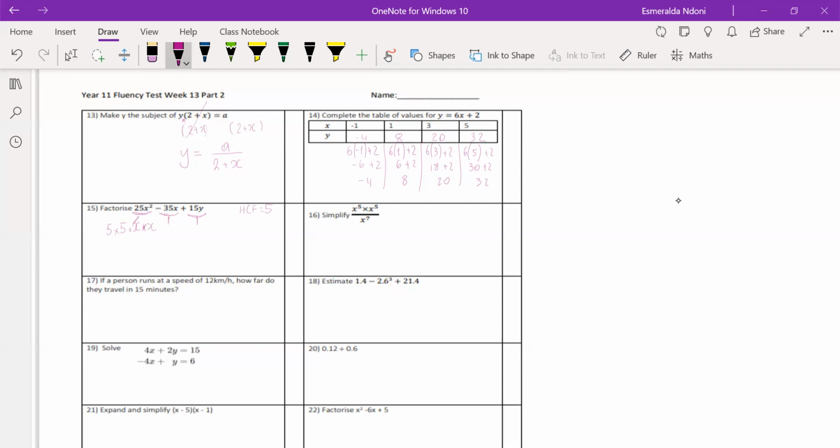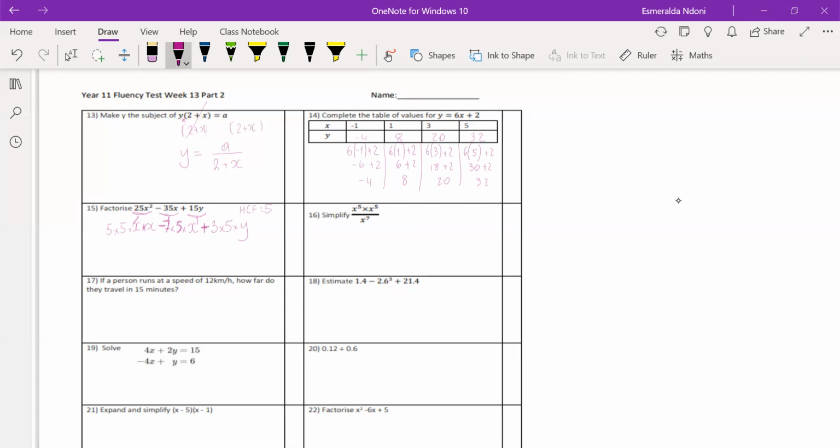So I rewrote this first term as that. I haven't done anything to it, just rewriting it. Negative, because negative 35 is made out of -7 times a positive 5, because I need to have a 5 because of the factors, times x. For the last one, I have positive 15. That's made out of 3 times 5 to give me 15. And then I have a y behind it.